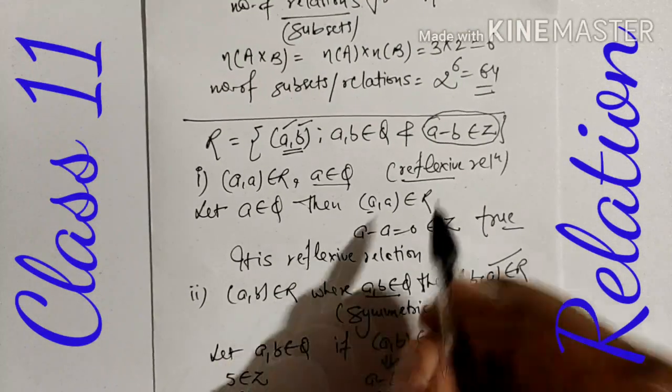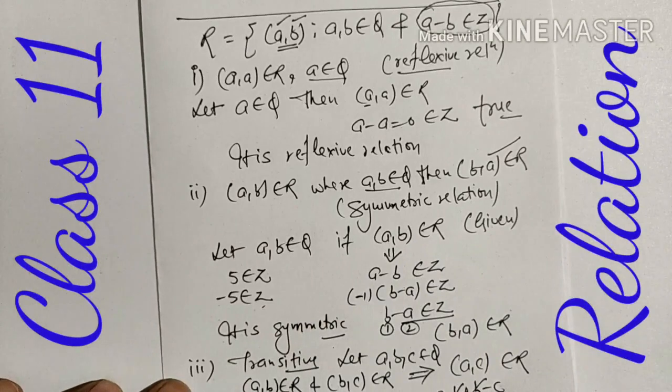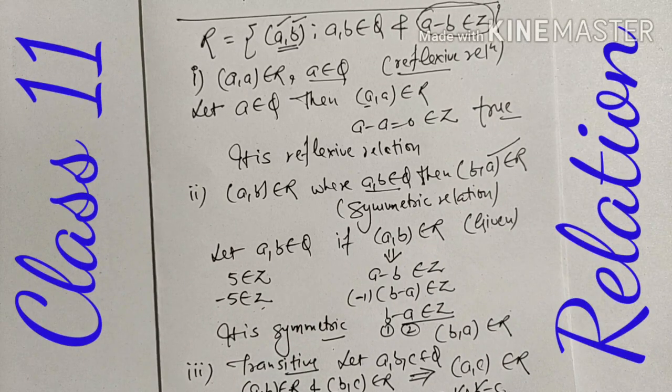If we prove all three properties together, reflexive, symmetric and transitive, then it is known as an equivalence relation.